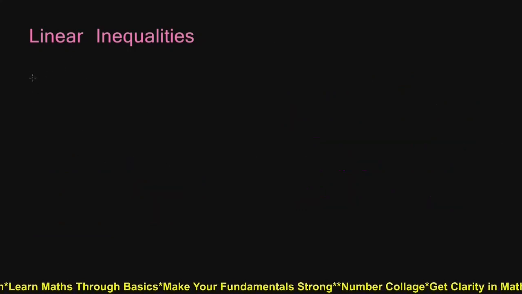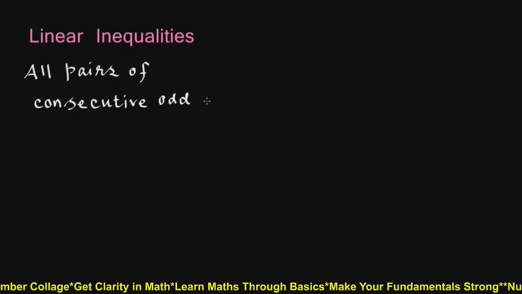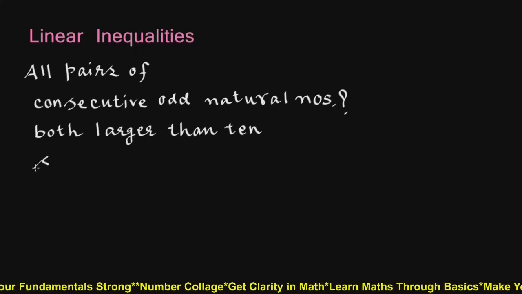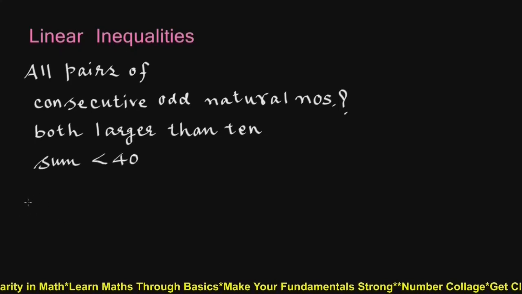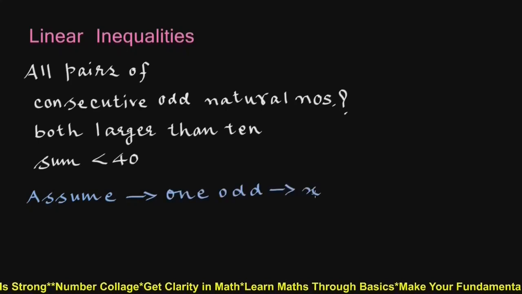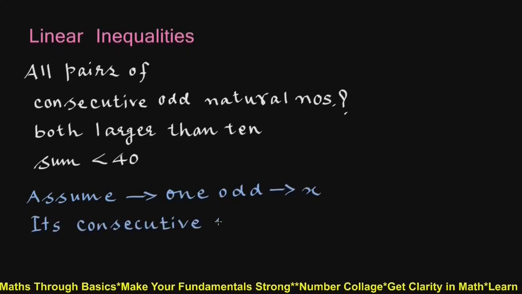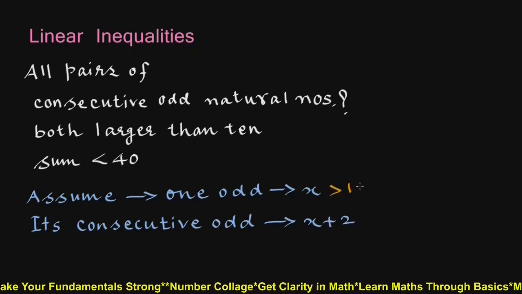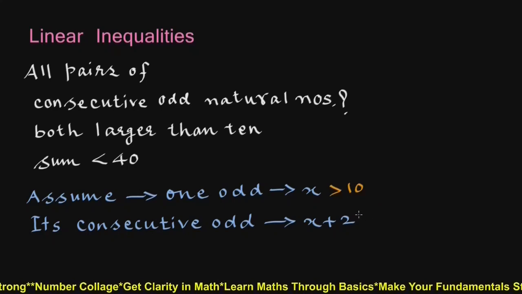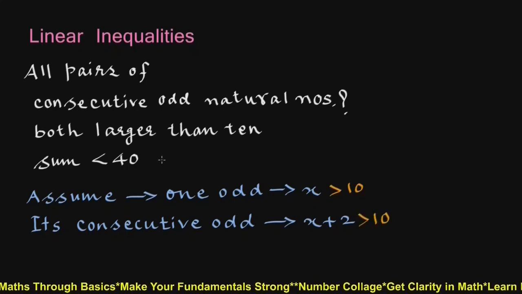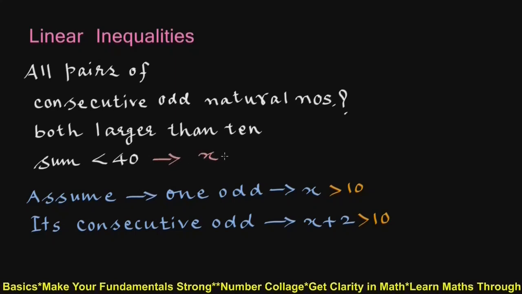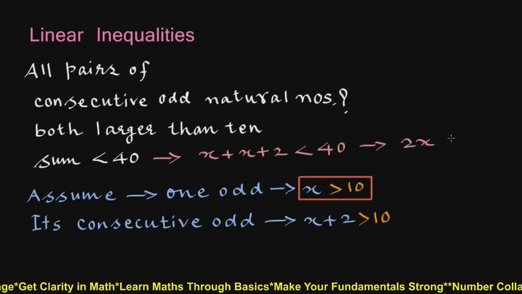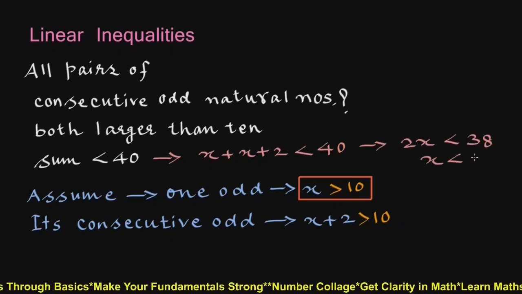Find all pairs of consecutive odd natural numbers, both of which are larger than 10 and their sum is less than 40. Now we assume one odd number to be x. Its consecutive odd natural number will be x plus 2. Now both are larger than 10. x larger than 10, x plus 2 larger than 10, and their sum is less than 40, means x plus x plus 2 less than 40. This means 2x less than 38, x less than 19.